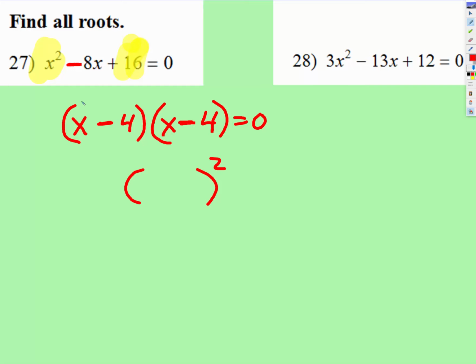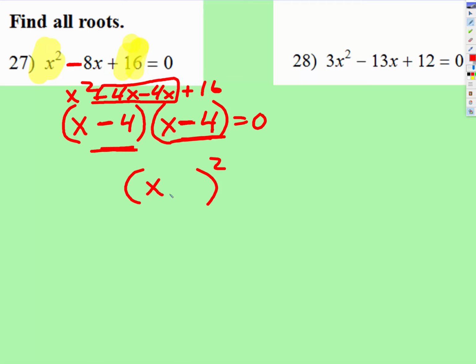x times x is x squared. x times -4 is -4x. -4 times x is also -4x. -4 times -4 is positive 16. Well, -4x and -4x does add up to -8x. Since these two are identical, we can just write it as (x - 4) squared. Boom.